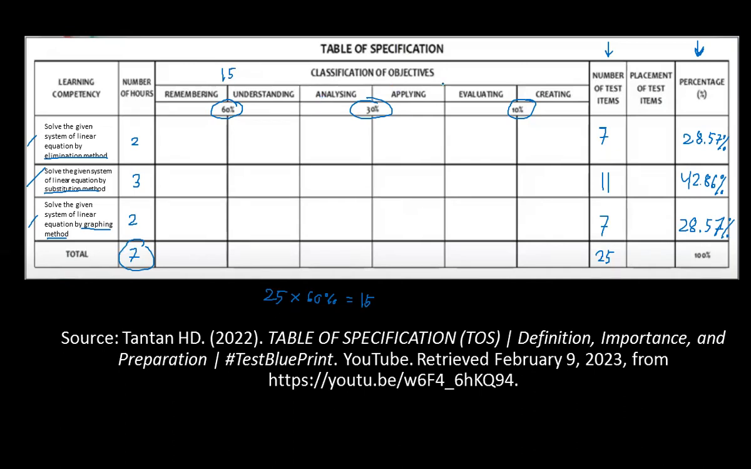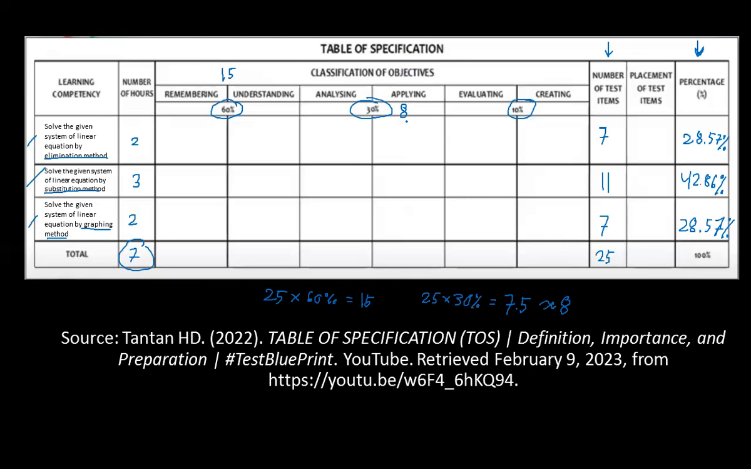Okay? Eh, paano naman pag 30%? Ganun lang din. Multiply 25 by 30%. So, multiply 25 by 30%, you have exactly 7.5. So, again, we're referring to the number of questions, di ba? So, we need to round off this one. Pagka-round off natin nito, we will have exactly 8. So, therefore, in here, you have exactly 8 questions pang analyzing and applying.